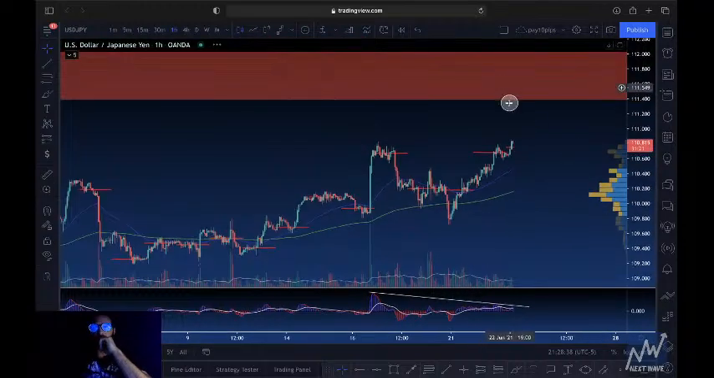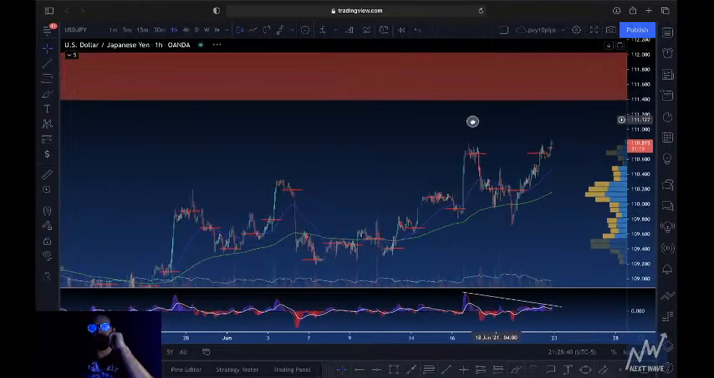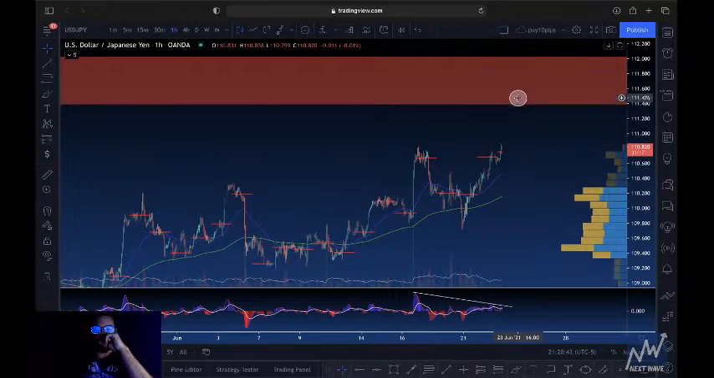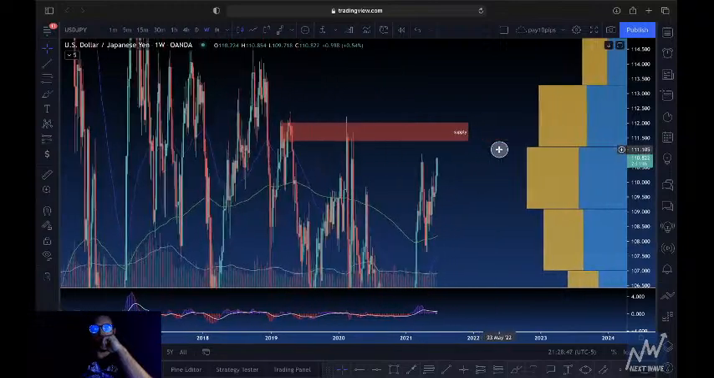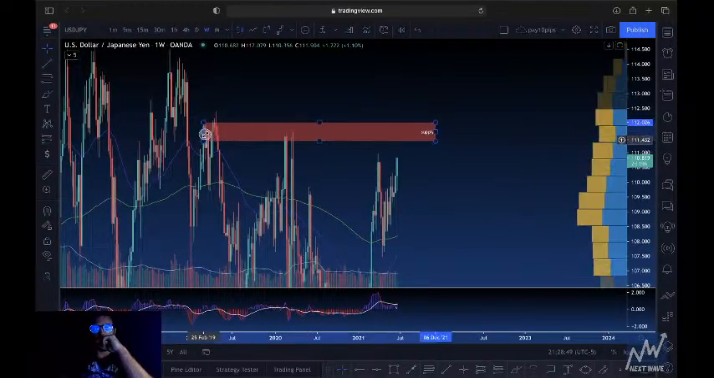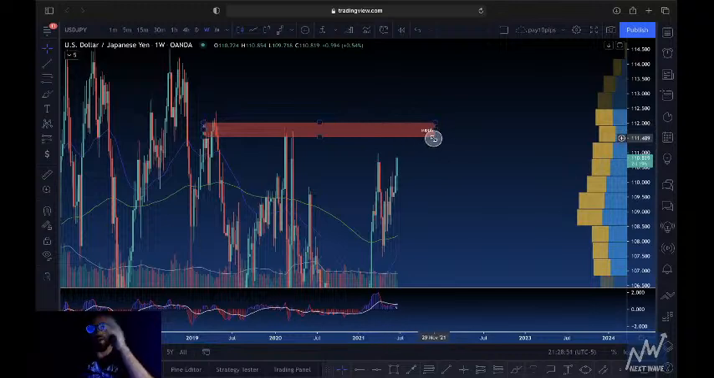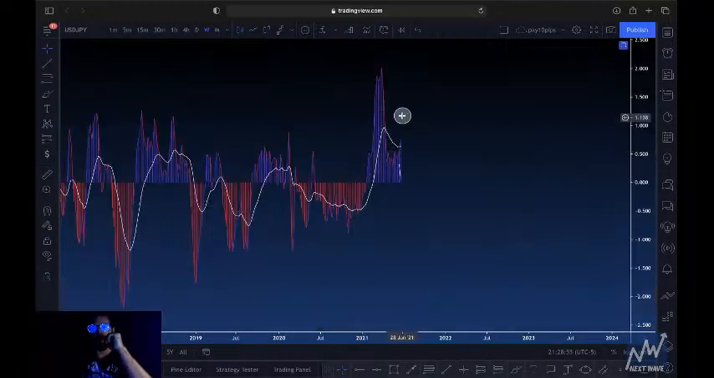I have this red zone. It's a higher supply zone, so if price does end up getting all the way up here, let's just look at that. If price does get all the way up there, you can see there's been a bunch of rejection here, then I do believe we'll see some type of rejection, especially with this weekly divergence as well.